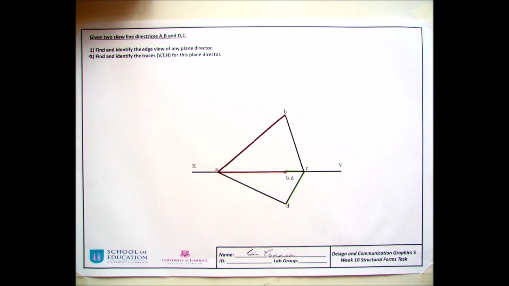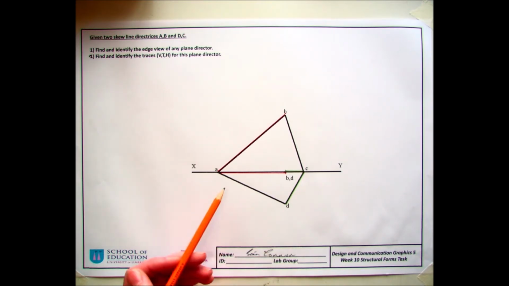The first part of the question is find and identify the edge view of any plane director. This is actually a lot easier in this particular drawing due to the way that it's resting on the XY line as well as pushed up against it both in elevation and in plan. So for this, all we have to do is look at a line that's resting in plan on the ground, which is our AD line.